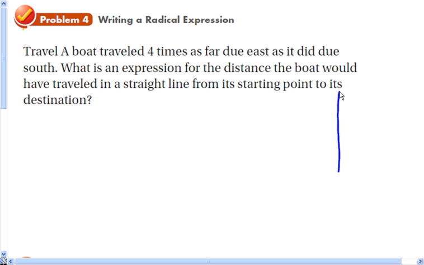So think about this: north, south, east, west. We just draw a quick picture. So it traveled 4 times as far due east. So this line here is 4 times as long as its south line. Maybe like that. So let's call this x, and we'll call this 4x.